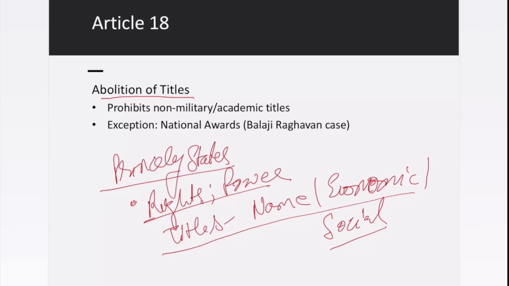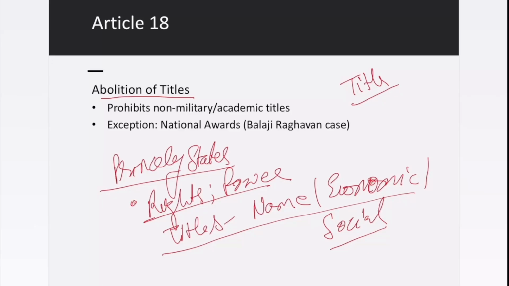First, it prohibits the state from conferring any title. So the state will not give away any title except military or academic. Hereditary titles of nobility like Maharaja, Raj Bahadur, Rai Bahadur, Rai Sahib, Diwan Bahadur, which were conferred by the colonial states, are banned under Article 18 as they are against the principle of equality.